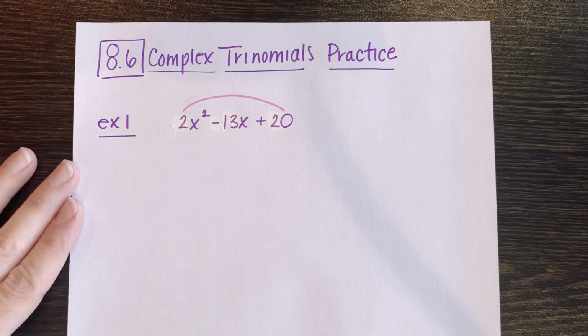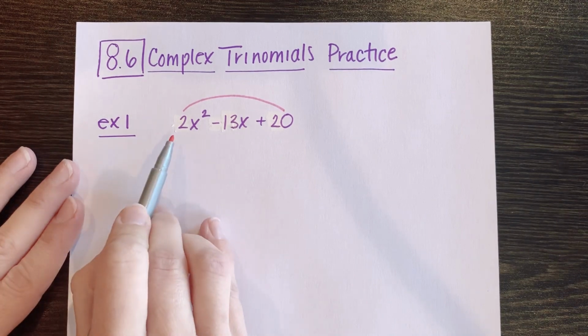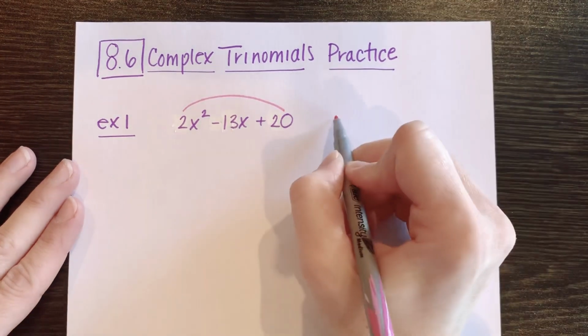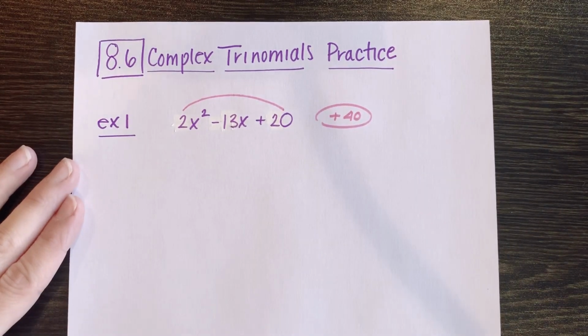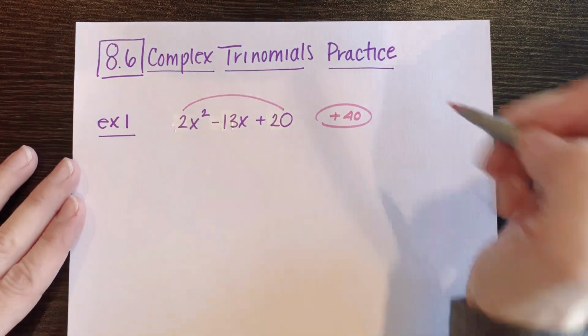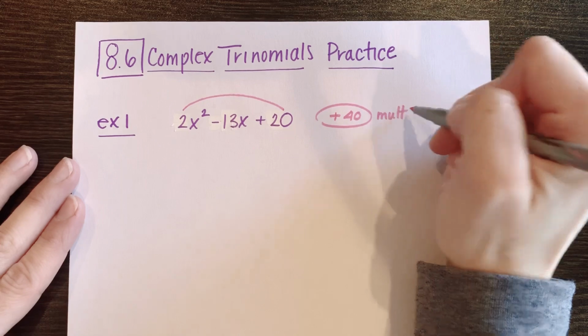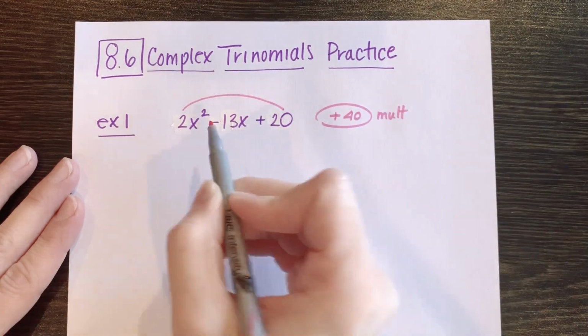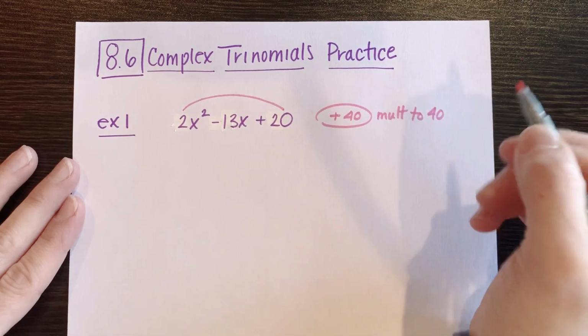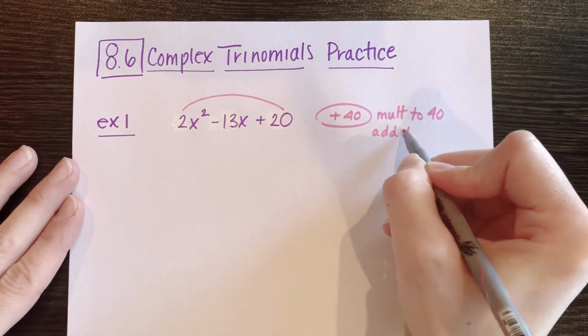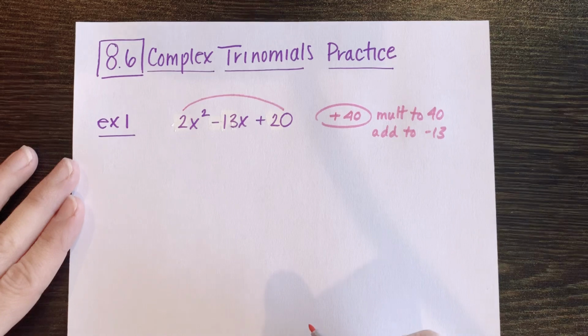So I'm drawing my rainbow, connecting my 2 to my positive 20. And when I multiply those two values, I get a positive 40. So that is the number that I'm looking for, two things that multiply to 40. And because the 40 is positive, they're going to add to negative 13. So multiply to 40 and then add to negative 13.